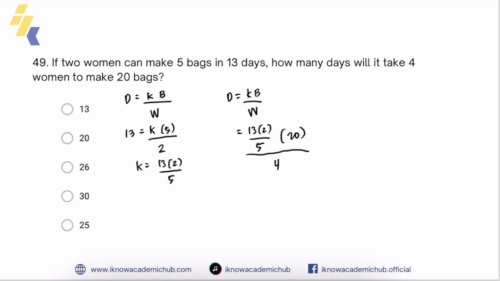So we have here 13 times 2 times 20 over 5 times 4. 5 times 4 is 20. We just cancel 20 and 5 times 4. Thus, we are left with 13 times 2, that is 26. So we have 26 days for 4 women to make 20 bags. And that's the correct answer.